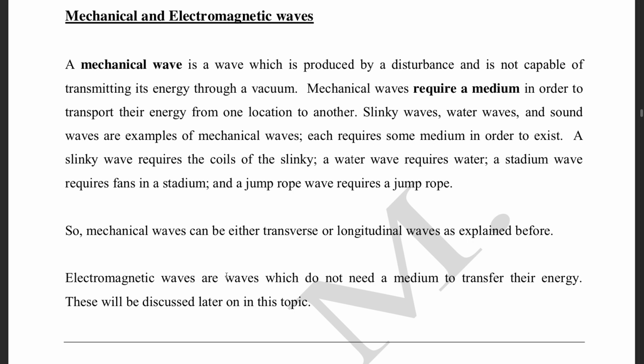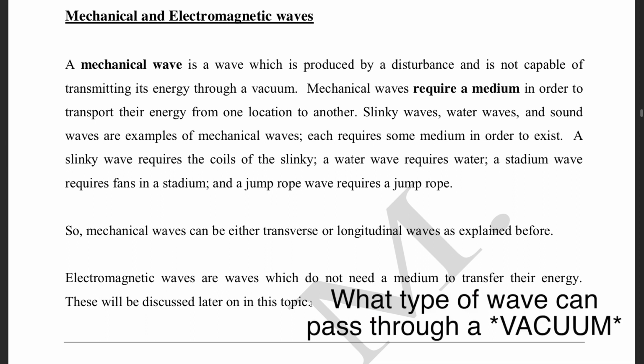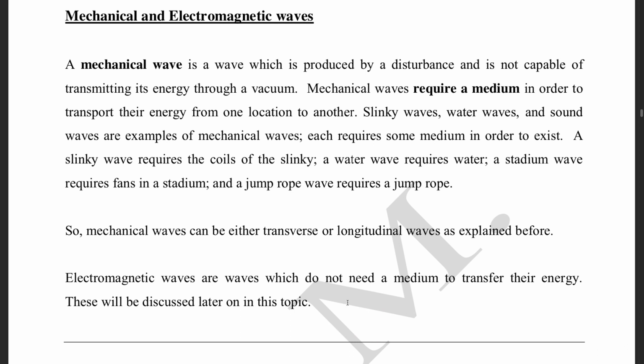Electromagnetic waves are waves which do not need a medium to transfer their energy. These will be discussed later on in the topic. Have you remembered what type of wave we have mentioned that can pass through a vacuum? The waves we are referring to are infrared waves. When we were doing transmission of heat, we had said that conduction happens mostly in solids because it requires particles vibrating and hitting their neighbors.